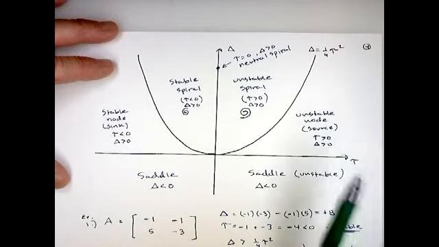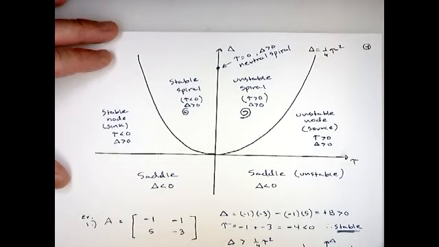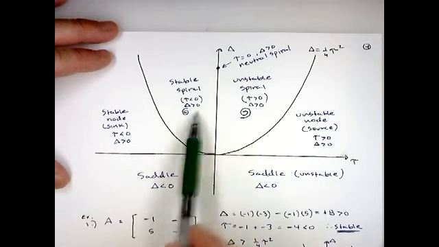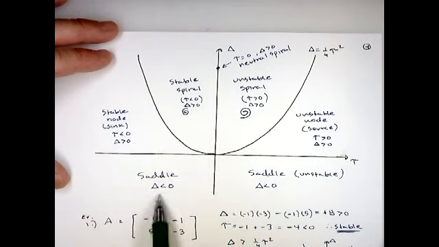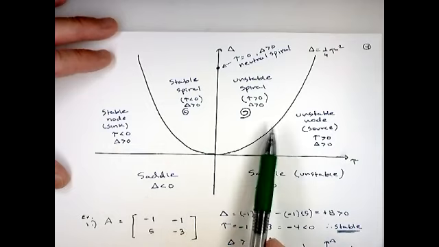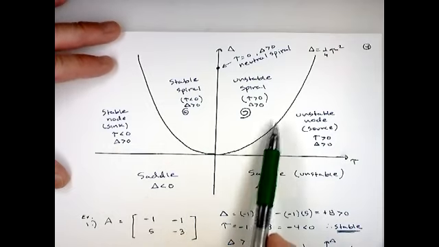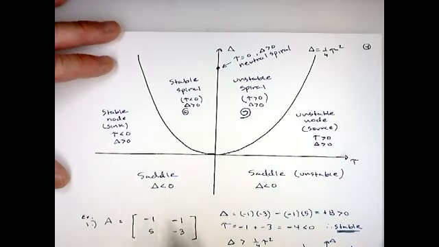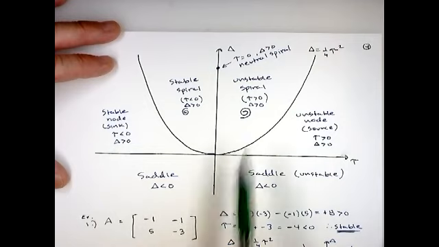So there's a lot that can be learned just from the trace. If the trace is positive, it's automatically going to be unstable. Now, if the trace is negative, it depends, right? If the determinant is also positive, it would be stable. But if the determinant is negative, in either case, it's a saddle, which is considered unstable. Essentially, you just have to figure out which side of the parabola you're on, which region the parameters you're working with put you in on this diagram.